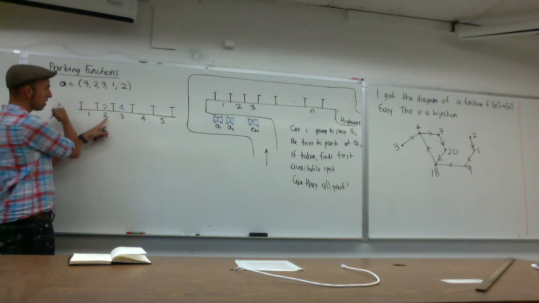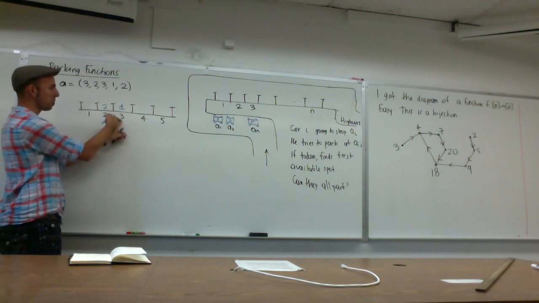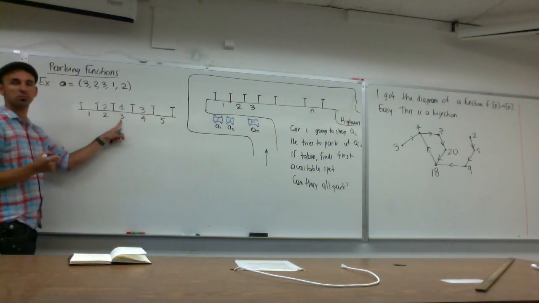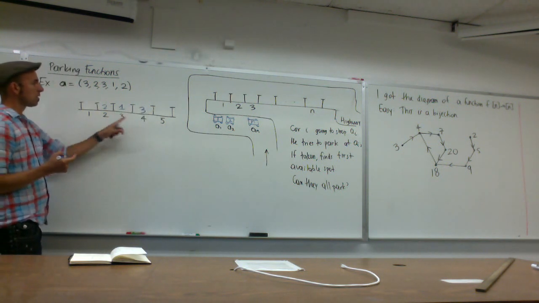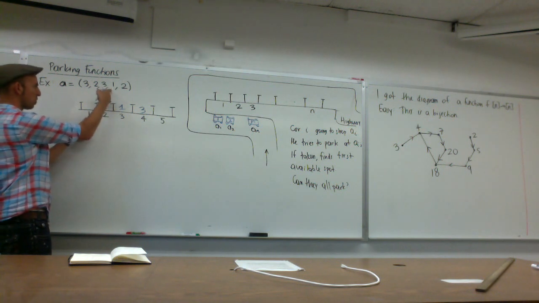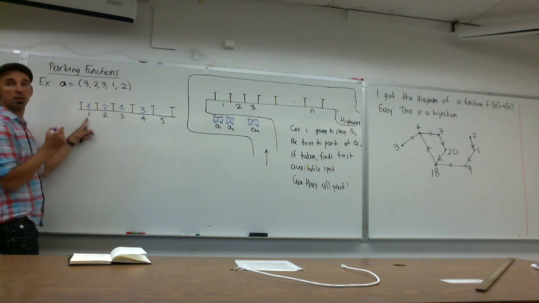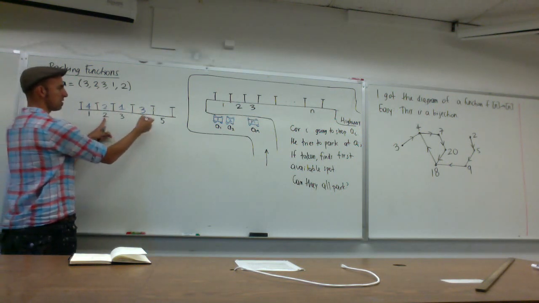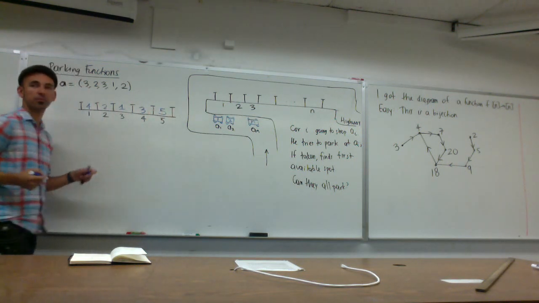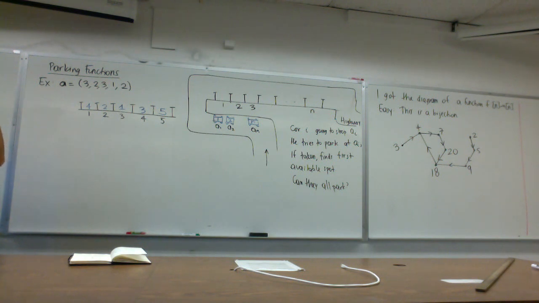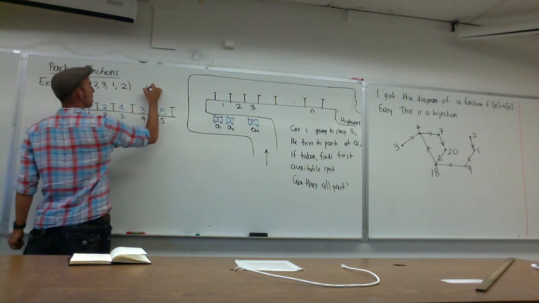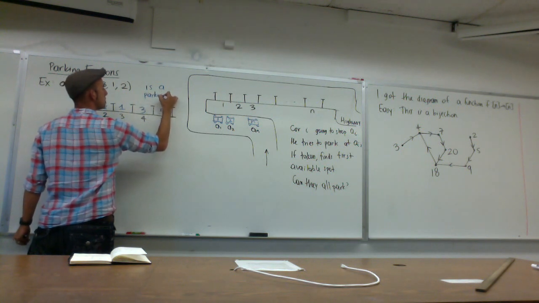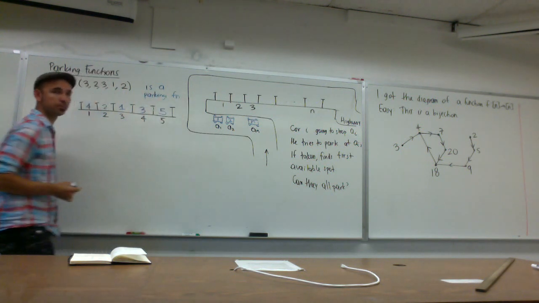Then car number 3 comes and goes for spot number 3, that's taken, and so they go to the next one available, which is this one. Then car number 4 comes for spot number 1 and gets it. And car number 5 goes for spot 2, it's taken, this one is taken, this one is taken, so they take this one. And it works out. And so therefore this is a parking function. Okay?